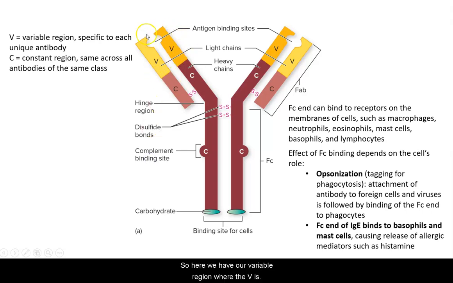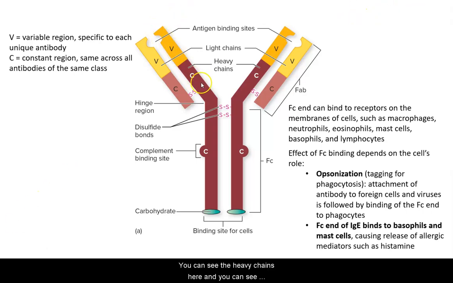So here we have our variable region where the V is. This is going to be unique to each antibody. So, for example, a B cell will produce a whole bunch of antibodies with the same variable region. But another B cell might produce completely different antibodies with a completely different variable region. The C here stands for constant, so this is the constant region, and this is going to be the region that's the same across each class of antibody.